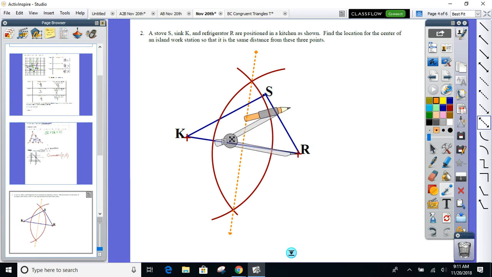So pick another segment to do the perpendicular bisector for. Open it up more than half the length. I'll go green here for this one. Maybe not.